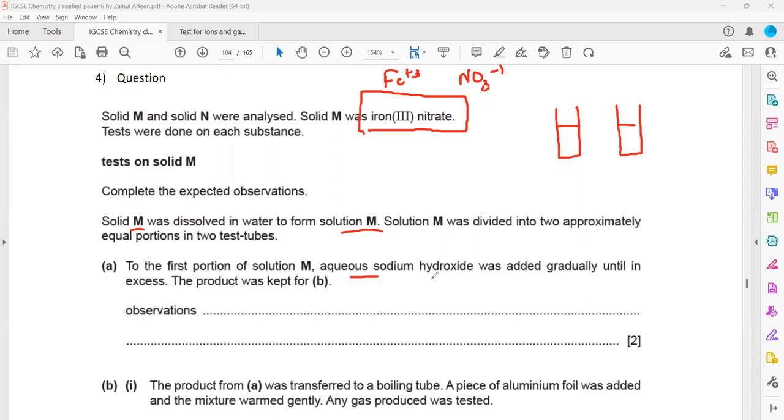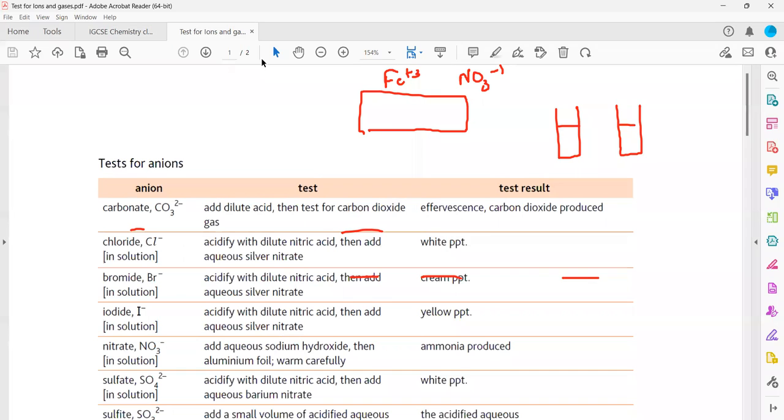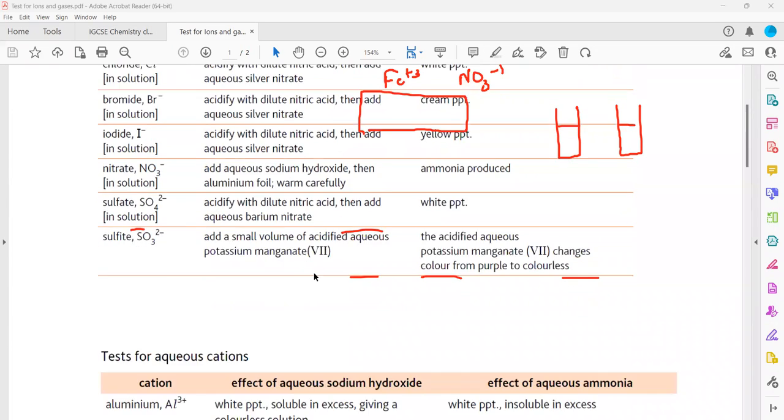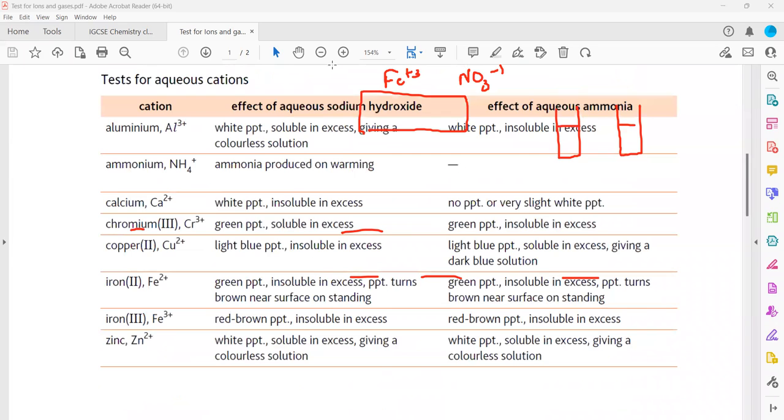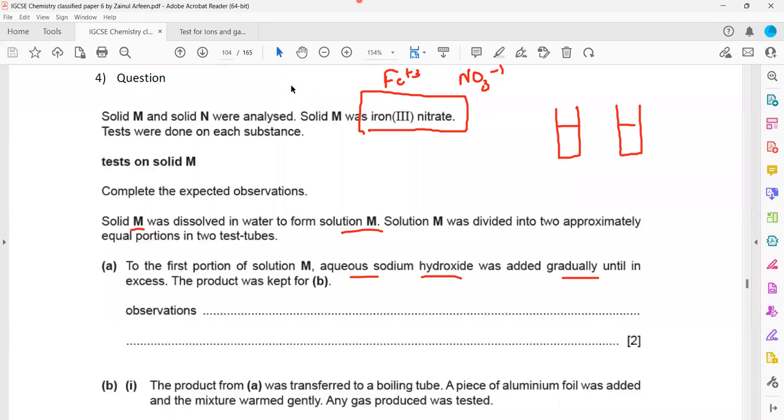To the first portion, sodium hydroxide was added gradually until in excess. So if we add sodium hydroxide and we have iron 3 ion, what is the observation? Red brown precipitate, insoluble in excess. If you look at the chart here, if we have iron 3 ion in the solution, it will give a red brown precipitate, which will be insoluble in excess. So for the first mark you will mention that we will have a red brown PPT. For precipitate in the exam, it is acceptable to write PPT, and insoluble in excess means it does not dissolve.